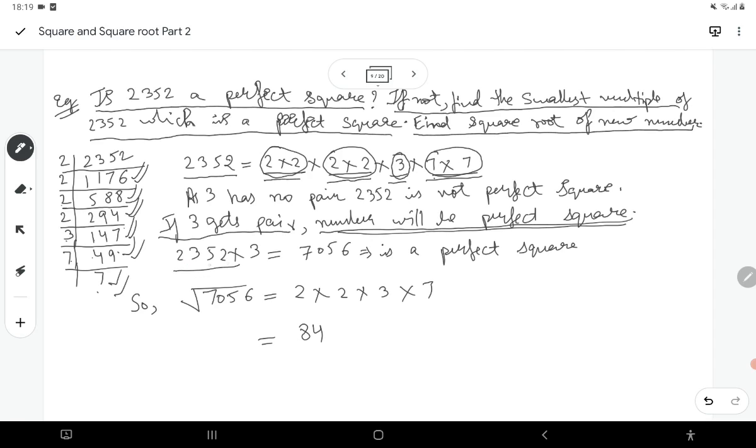So if 3 gets a pair, then that number would be a perfect square. If we multiply 2352 with 3, then 3 gets a pair, and 2352 into 3 is equal to 7056, which makes it a perfect square. And we are asked to find the square root of this number. It would be simply 2 multiplied by 2 multiplied by 3 multiplied by 7. We have just multiplied 3 to 2352, so 3 gets a pair, and 3 multiplied by 3 comes out to be 3, as we are finding the square root. So the square root of 7056 comes out to be 84.